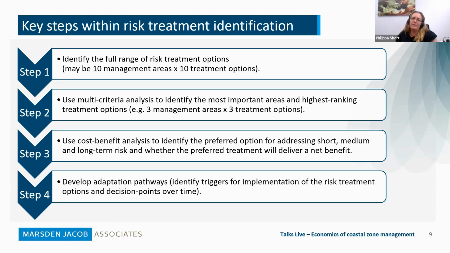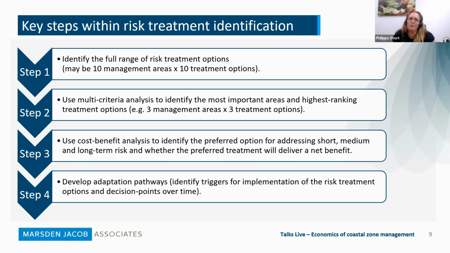Initially, from step one, you can see that there might be a very large number of areas that need to be managed within this one zone and quite a large number of options. And it's just not feasible to do a full benefit analysis on all of those. So the first step is to take those and use a multi-criteria analysis to identify what you believe are the most important areas and what you think may be the most important options.